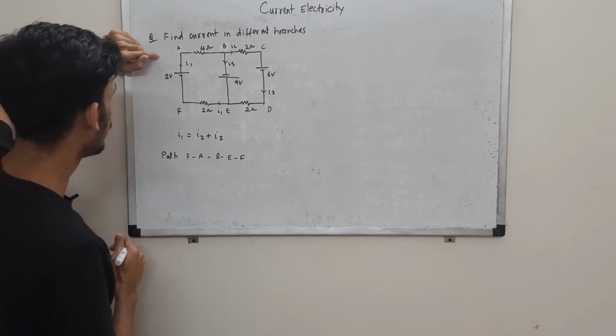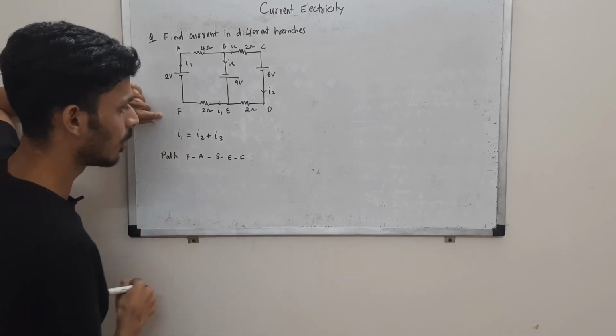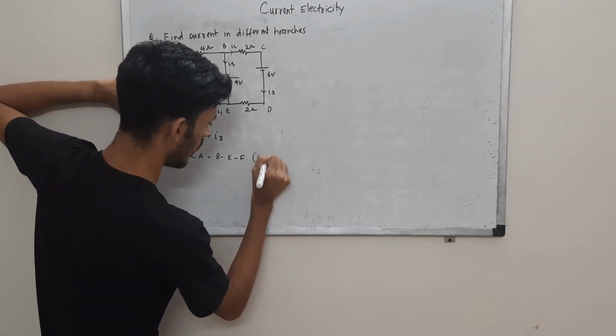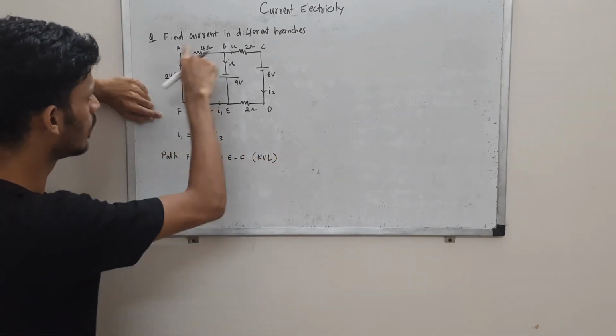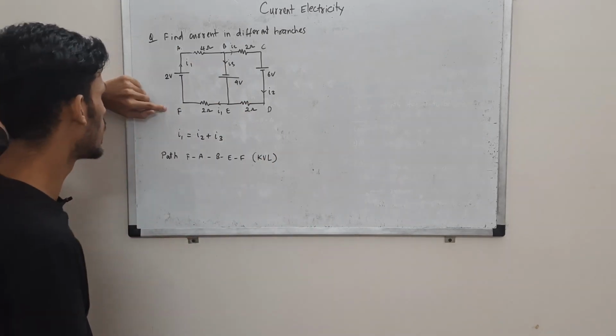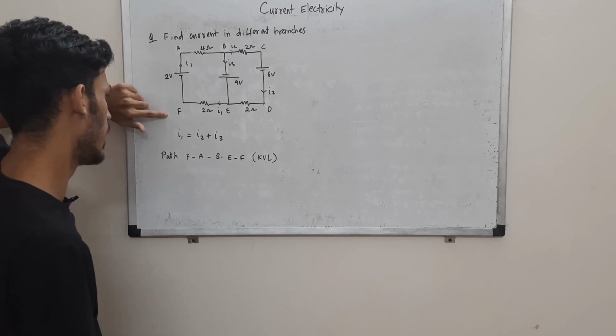Now from F to A, we will be moving along this path, and we will be using KVL, sorry, the voltage law. We are moving around the loop, and we'll equate this voltage to 0. So starting from point F, moving to point A, F to A, right?